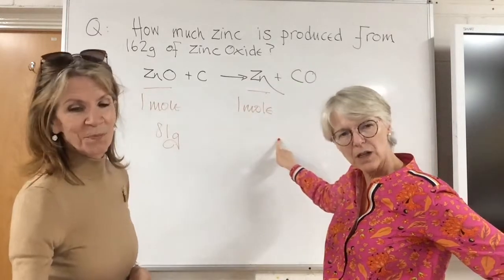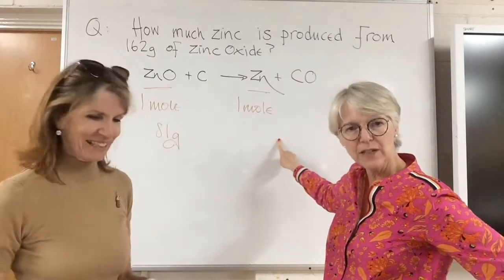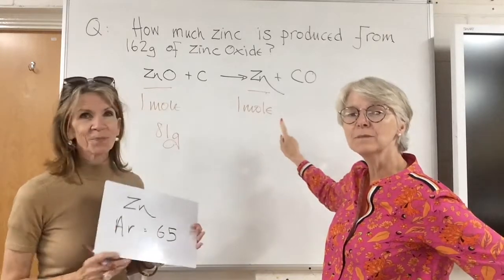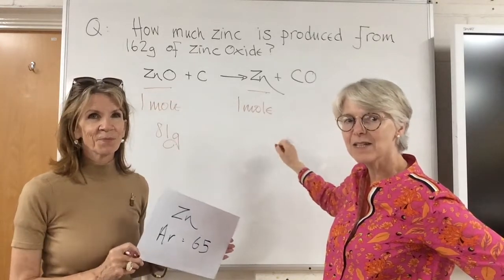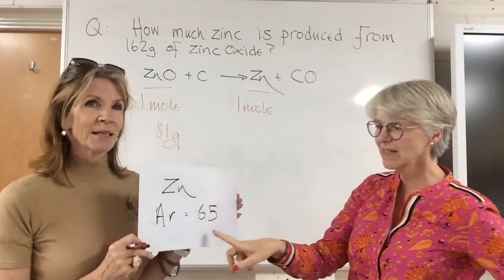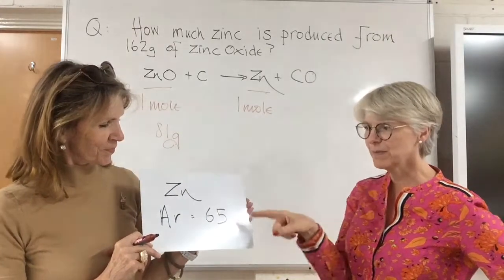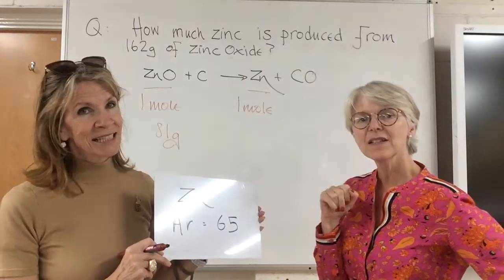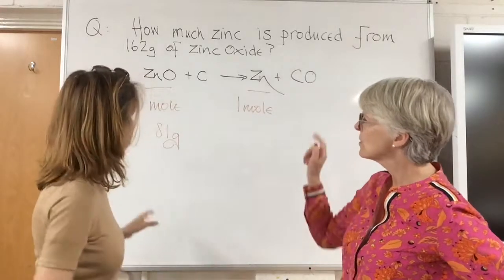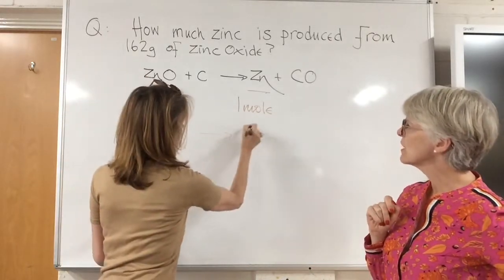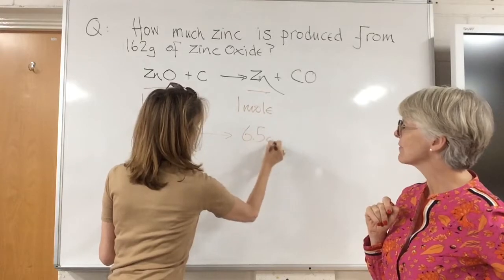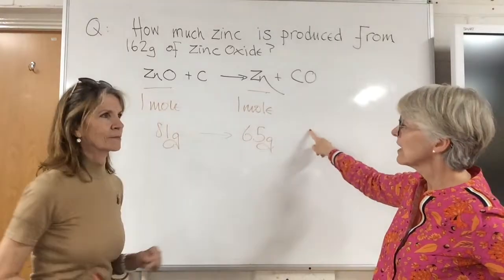So we now have to work out how much 1 mole of zinc would be. And we know that 1 mole of anything is the same as its MR, or its AR in this case. Get it from the periodic table, but Miss McLaren has it here for you, which is 65 grams. So 1 mole of zinc oxide produces 65 grams of zinc.